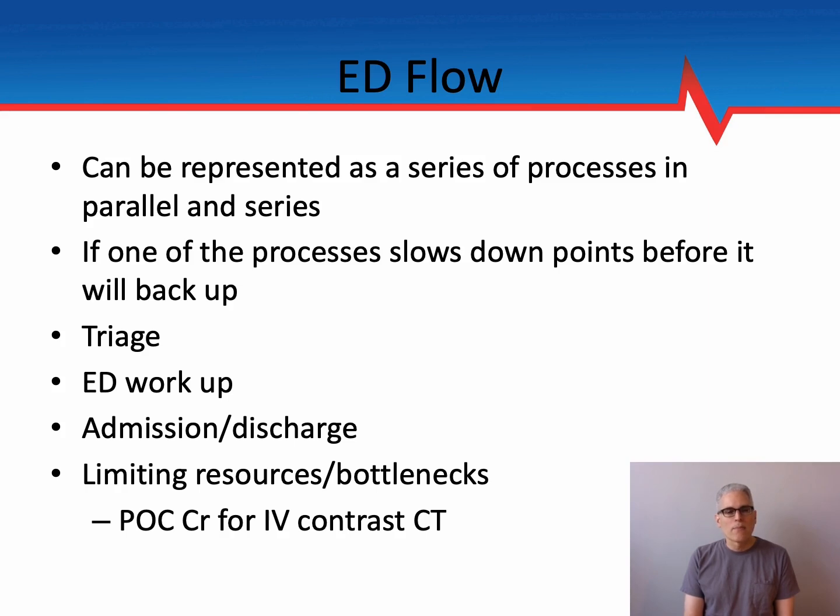For example, point of care creatinines for IV contrast CTs. If your CT utilization is low enough, having a point-of-care creatinine that gives you an immediate creatinine may be useful in increasing the speed through the scanner. If the scanner is the rate-limiting step, then getting a creatinine back immediately is not going to add any actual improvement to the flow through the CT scanner.